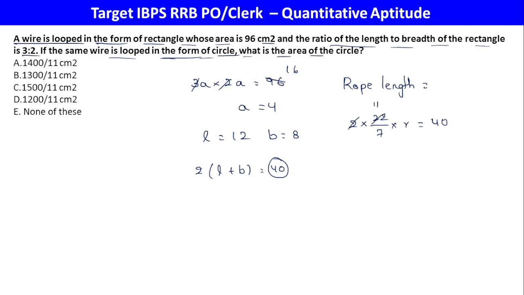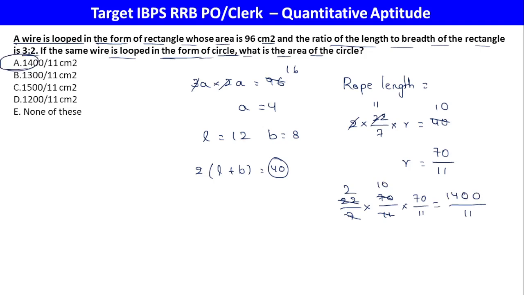So the radius is 70 upon 11. The area of the circle is πr², 22/7 into 70/11 into 70/11. 11 2 times, 7 10 times, 2 7 times 14, 1400 upon 11, option A is the final answer for this question. Then, correct, yes. Next question.